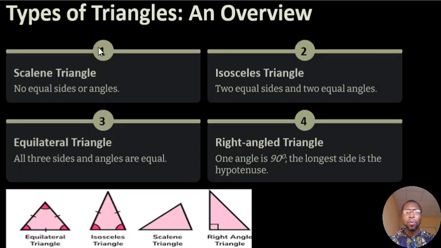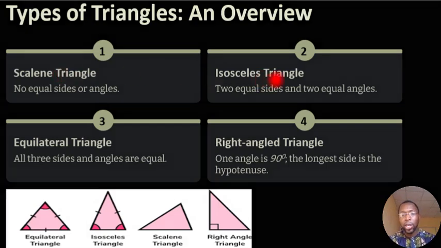So, what are the types of triangle that we have? We have the scalene triangle, the isosceles triangle, the equilateral triangle, and the right angle triangle. Now, the scalene triangle has no equal side. The three sides are not equal. Okay, in this example, the side here is not equal to this side, and the side there is not equal to the third side.